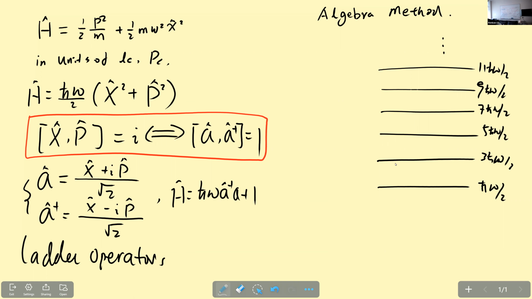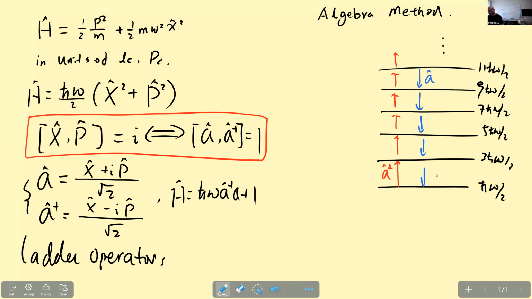If we apply a dagger here, okay, it goes up to this one. And if we apply the lowering operator, okay, a, that actually goes down to this one. And then of course immediately you know that if you have the ground state, applying a to it is going to give 0, okay? Right. So those are the basic things that we have learned, okay?